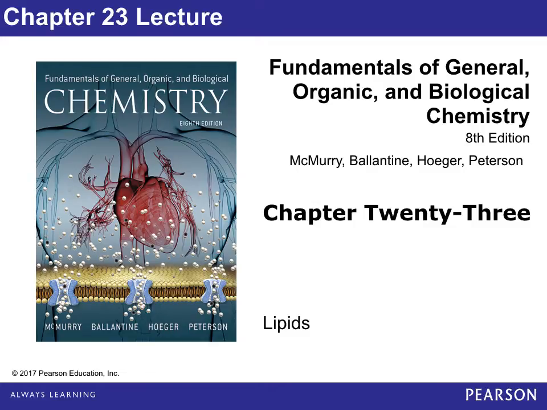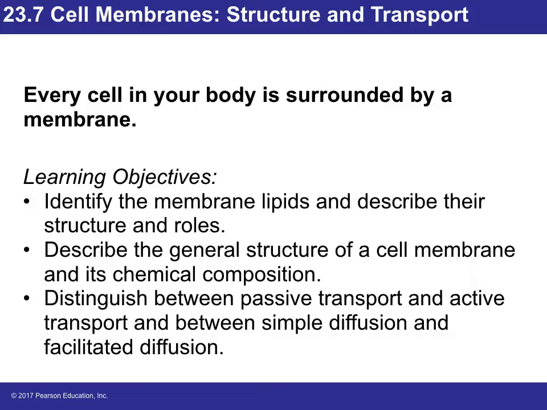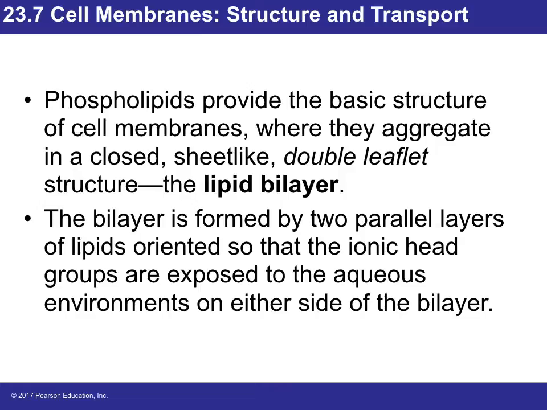And this is the last part for that chapter 23 on lipids. This is again a summary, and we're going to focus mostly on the membrane of every cell. So be able to identify the membrane lipids, describe their structure and the role they play, general structure of a cell membrane, its chemical composition, and understand the difference between passive transport and active transport, and between simple diffusion and facilitated diffusion. So those phospholipids are very important because they are the basic structure of cell membrane.